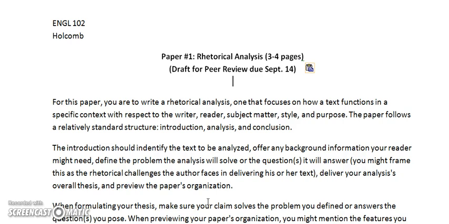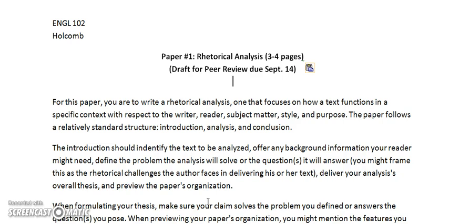So let's look at the assignment description. For this paper, you are to write a rhetorical analysis, one that focuses on how a text functions in a specific context with respect to the writer, reader, subject matter, style, and purpose. This is just a kind of standard approach to rhetorical analysis. You might also think in terms of one of the videos that we saw in the past about thinking about rhetorical choices and their effects. It's kind of what we're talking about with functions.